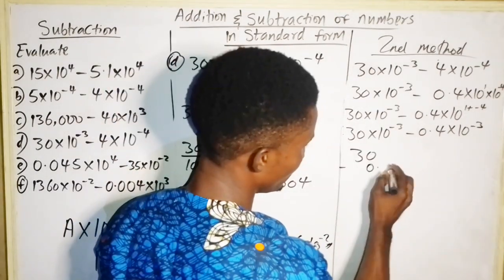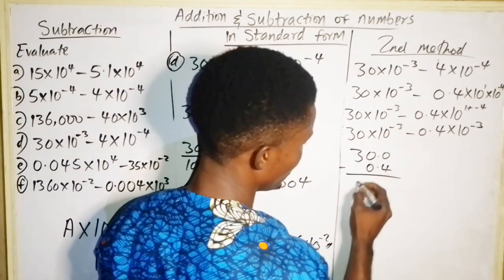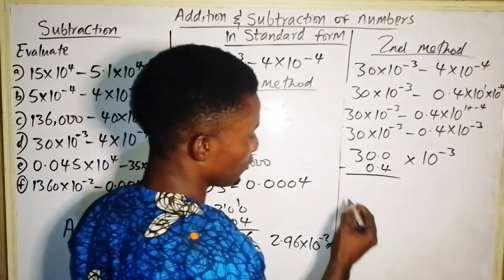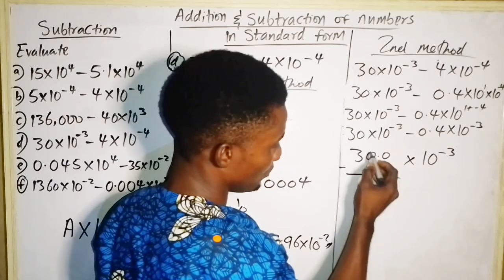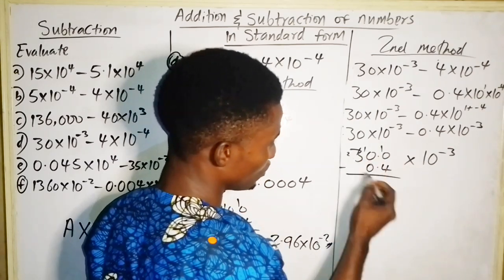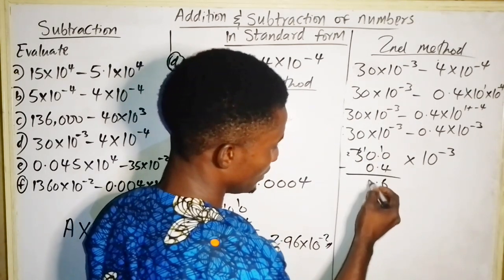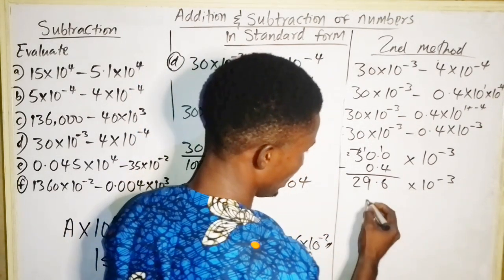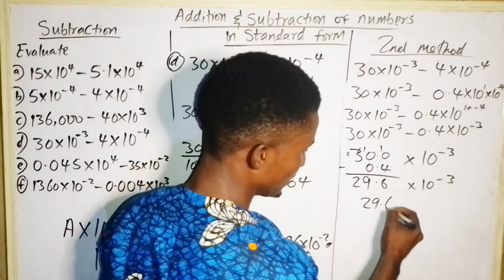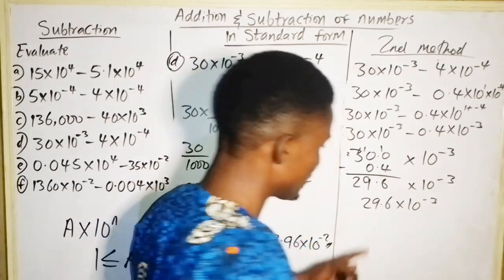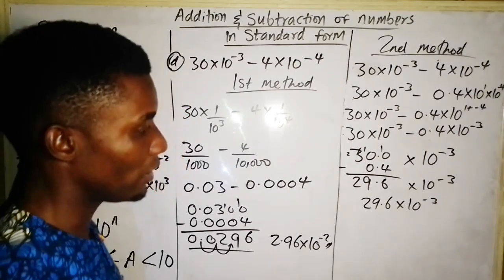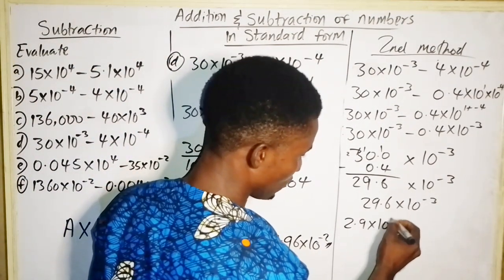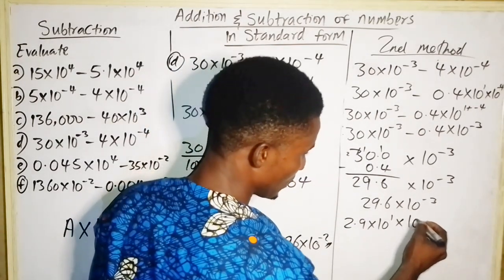So I can evaluate completely. So we have 30 minus 0.4. We can balance this up with 0, times the common factor 10 raised to the power minus 3. So let's subtract. 0 cannot minus 4, it is impossible. So we borrow from this 3. This one will change to 2. This is 6. 29.6 times 10 raised to the power minus 3. Now if you take a look at this number, 29.6 times 10 raised to the power minus 3 is not yet in standard form. So let's express this number in standard form. So we are going to have 2.96 times 10 raised to the power 1 times 10 raised to the power minus 3.